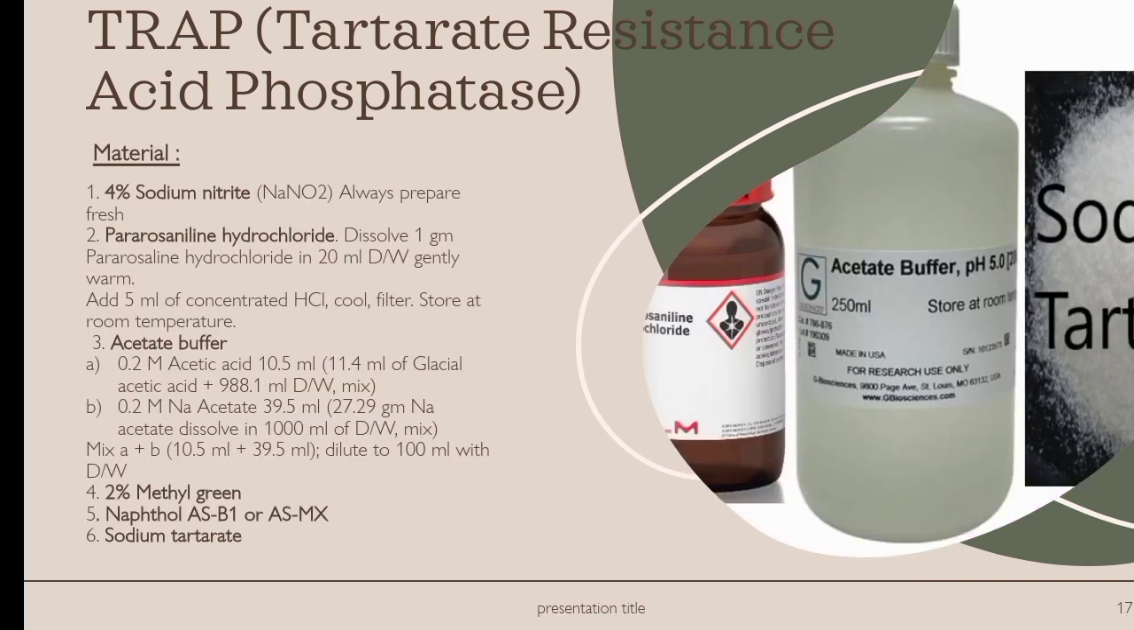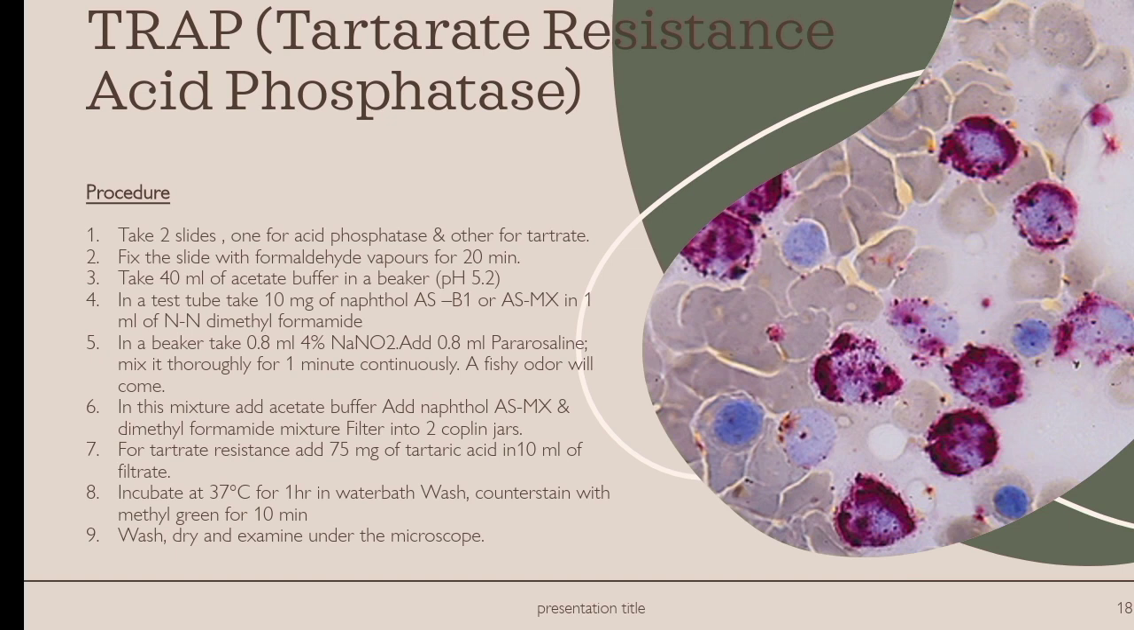Materials required are 4% sodium nitrite, pararosaniline hydrochloride, acetate buffer, 2% methyl green, naphthol AS-B1 or AS-MX, and sodium tartrate. Procedure: take 2 slides, one for acid phosphatase and the other for tartrate. Fix the slide with formaldehyde vapor for 20 minutes. Take 40 ml of acetate buffer, pH 5.2, in a beaker.